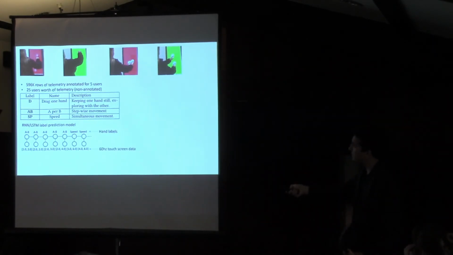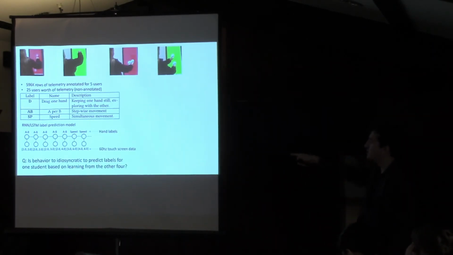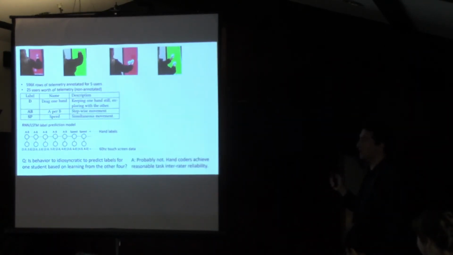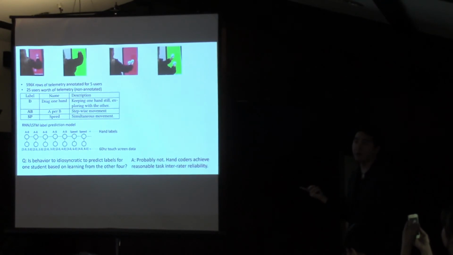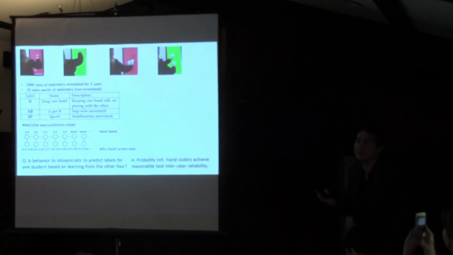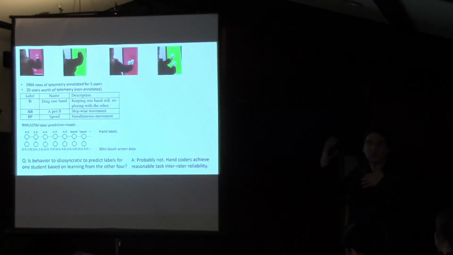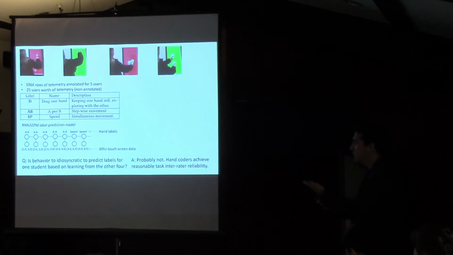This is the 60 hertz touchscreen data. And you could ask the same question here. Is behavior too idiosyncratic at this level to predict labels for one student based on learning from the other 4 students? And I think probably not, because the hand coders were able to achieve reasonable inter-rater reliability in doing just that task, saying we've agreed on what looks like A per B, what looks like speed, what looks like drag. So it should be in the data, even though it might be very noisy.